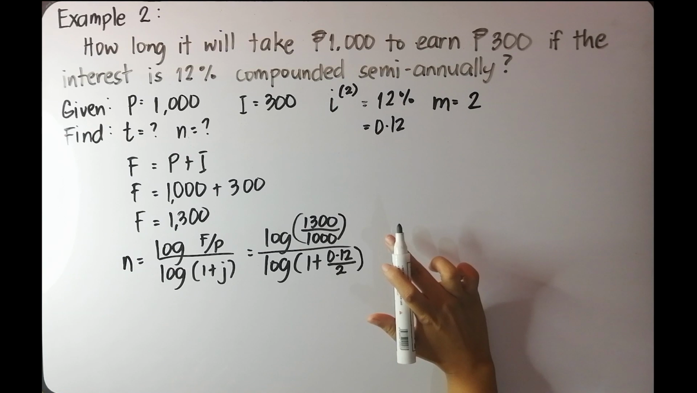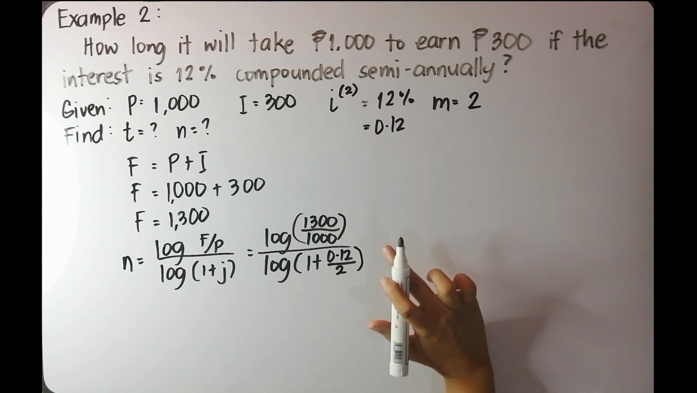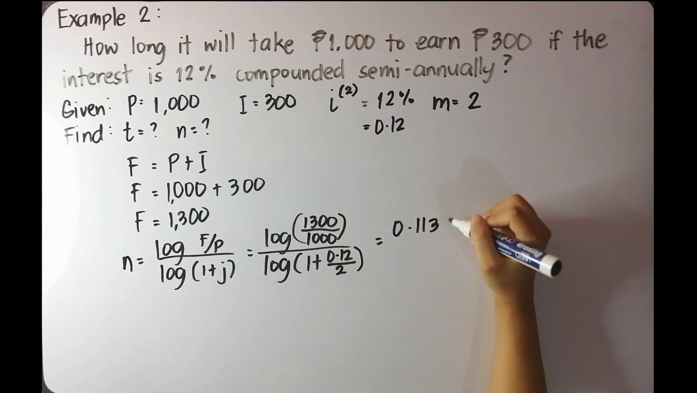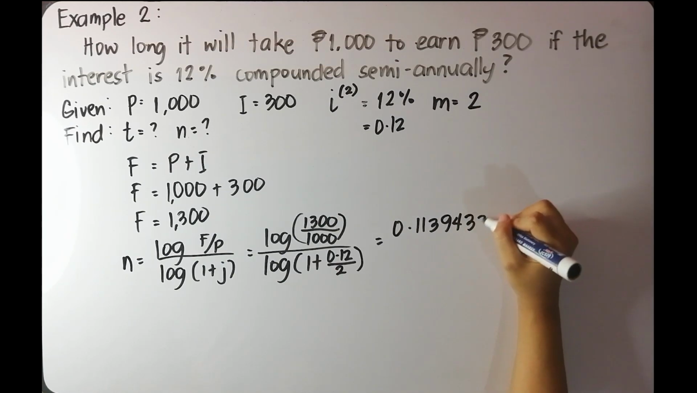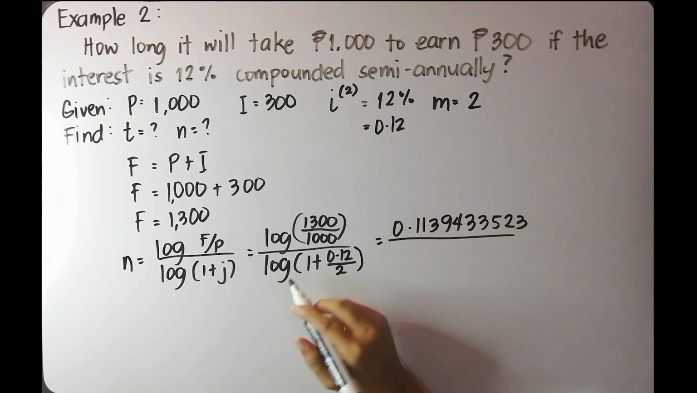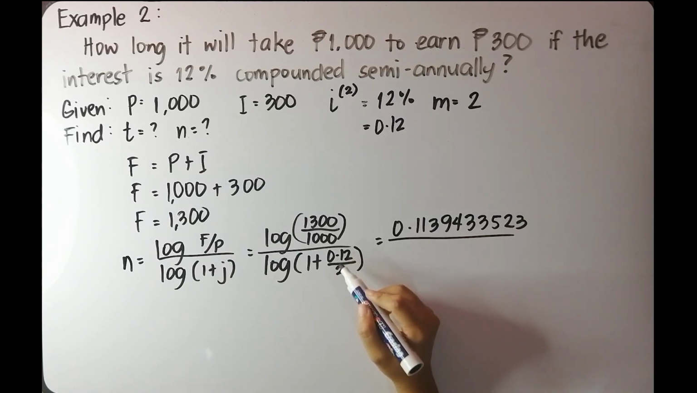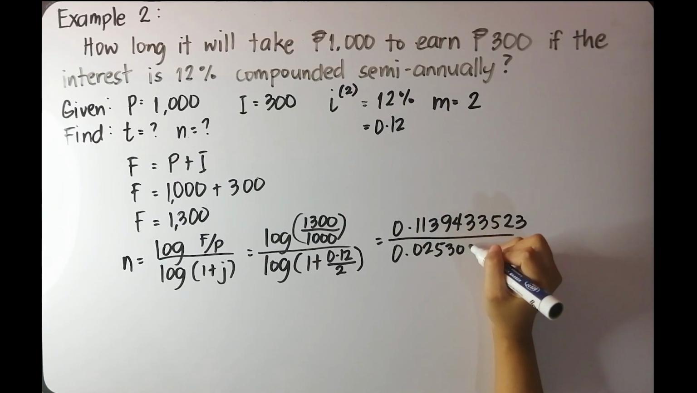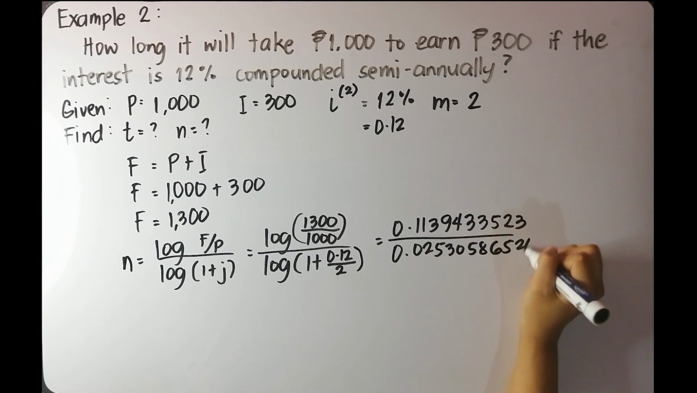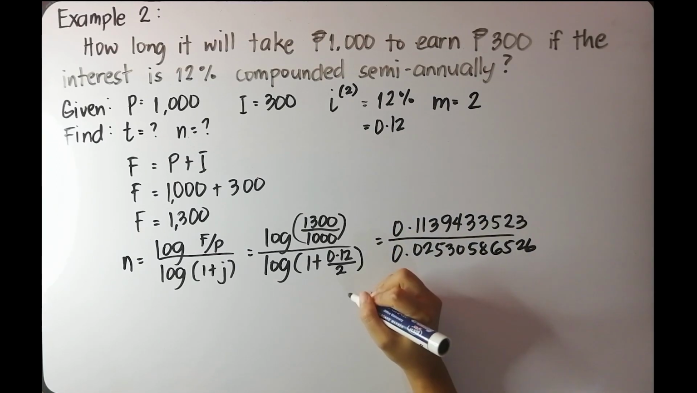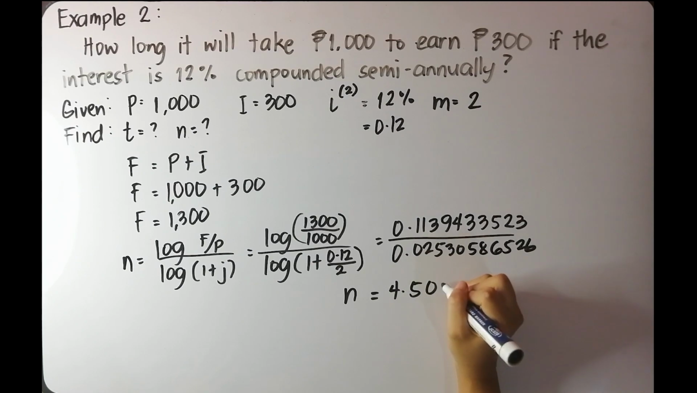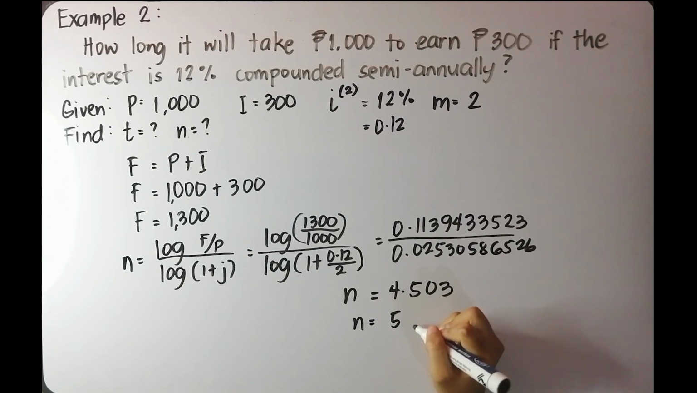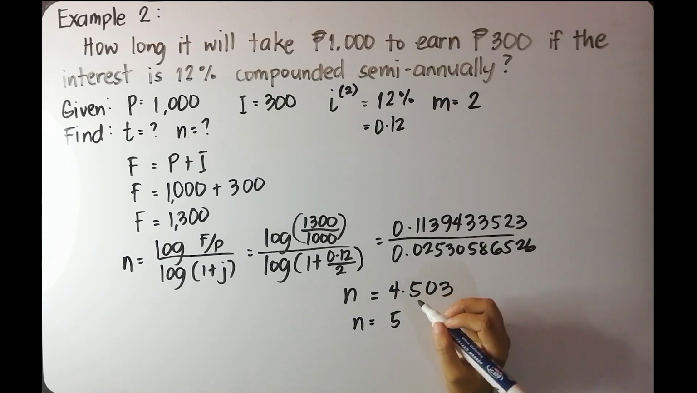So log of 1,300 divided by 1,000, we have 0.113943353. Then log of 1 plus 0.12 divided by 2, we have 0.02530586526. If we get the quotient of these values, we have n equals 4.503. So our n here, when we round it off, is equal to 5. So we have 5 six-month periods.